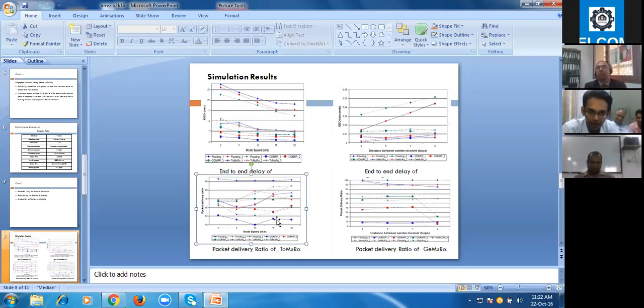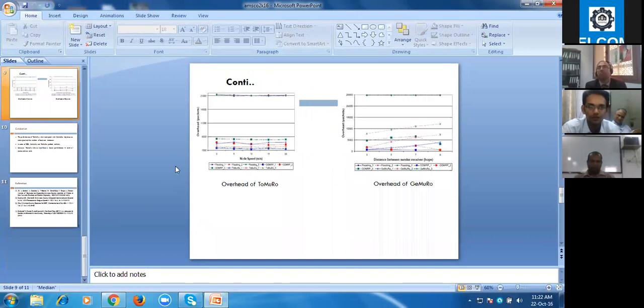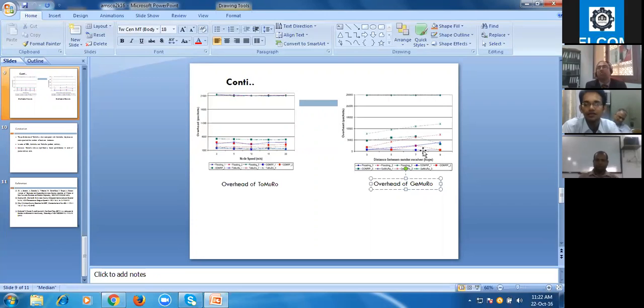In terms of packet delivery ratio, these two look quite similar. The remaining one is the overhead of ToMuRo and the overhead of GeMuRo. The overhead is also quite similar, but there is a difference at the end. When we increase the load, that means when I increase the number of nodes, the efficiency of ToMuRo becomes constant, but the efficiency of GeMuRo rapidly increases. We can see from this graph that the GeMuRo ad-hoc routing protocol will be more efficient when we increase the load.